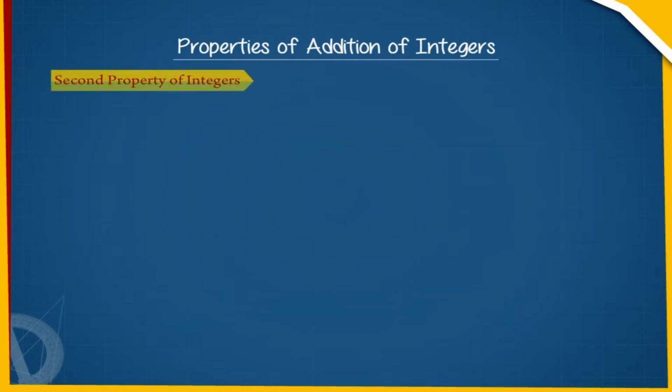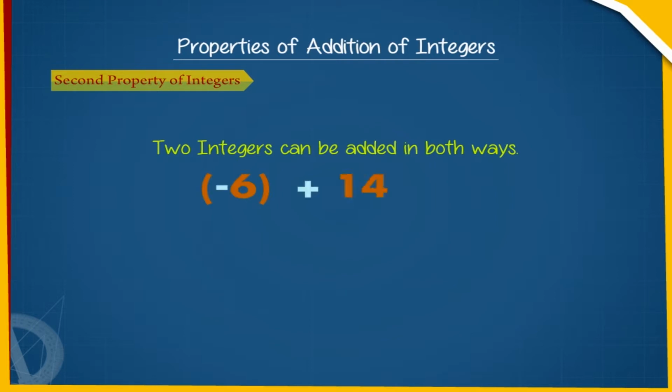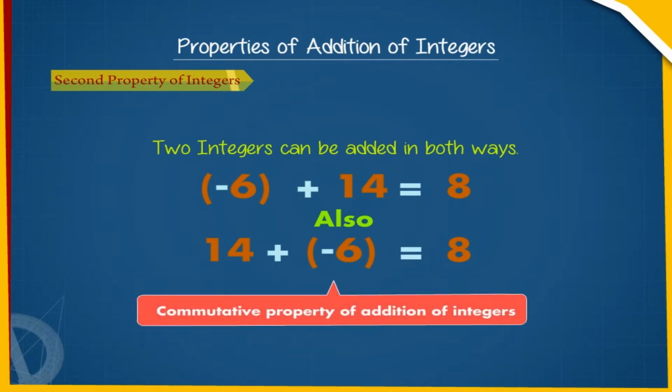The second property says that two integers can be added in both ways. For example, minus 6 plus 14 is equal to 8. Also, 14 plus minus 6 is equal to 8. This is known as the commutative property of addition of integers.